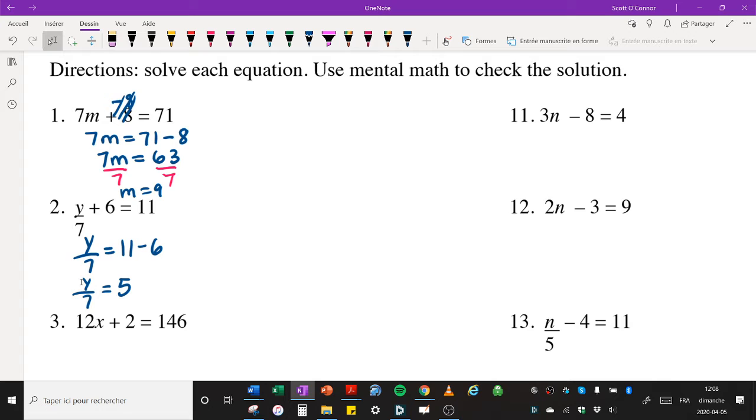Now I have divide by 7 in the way, and the way to get rid of divide by 7 is to multiply both sides by 7. And when I do that, I get y is equal to 35. 7 times 5.